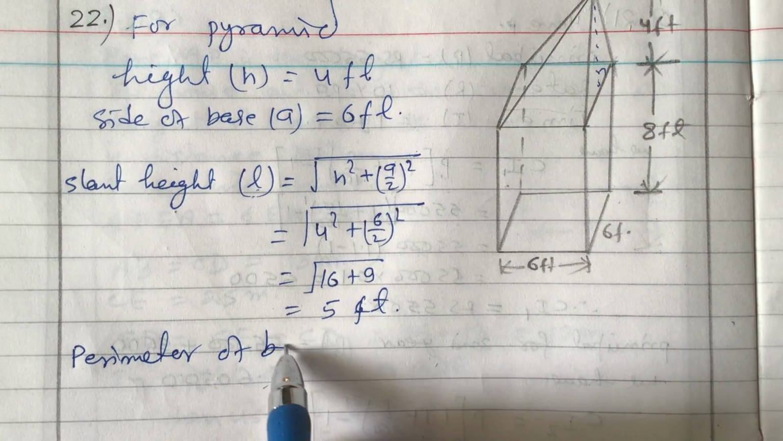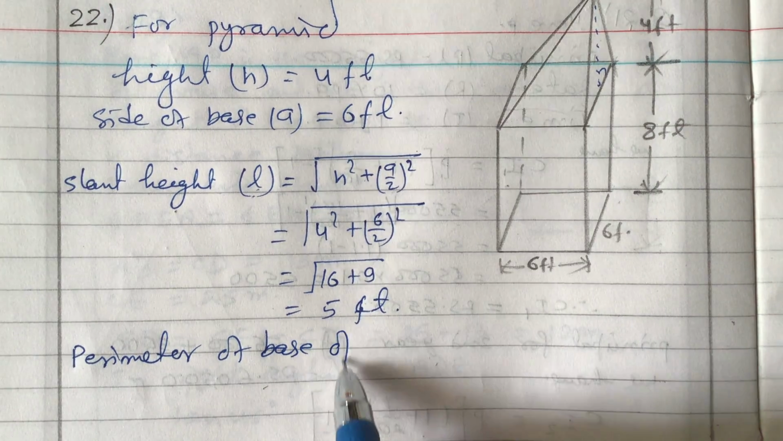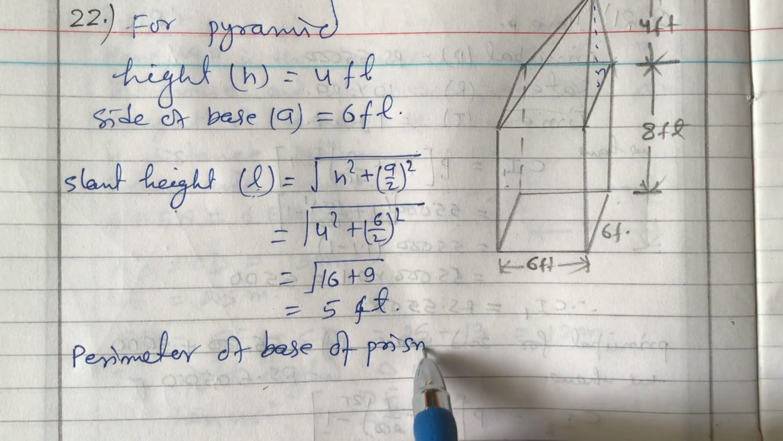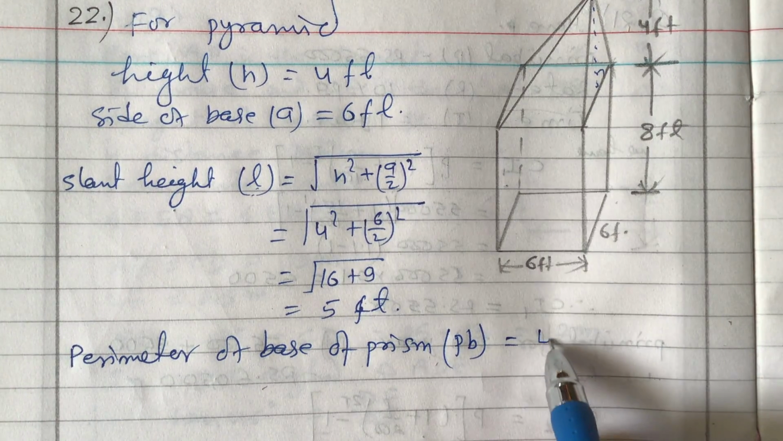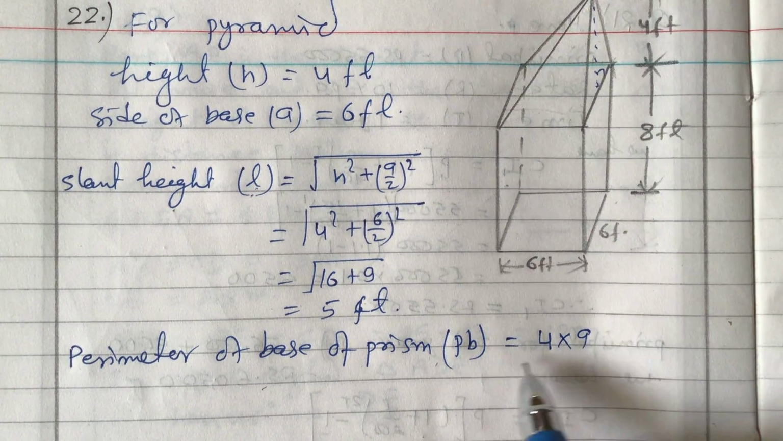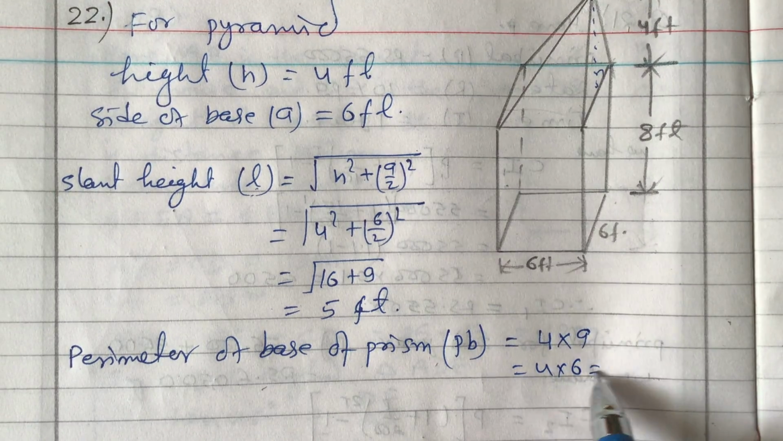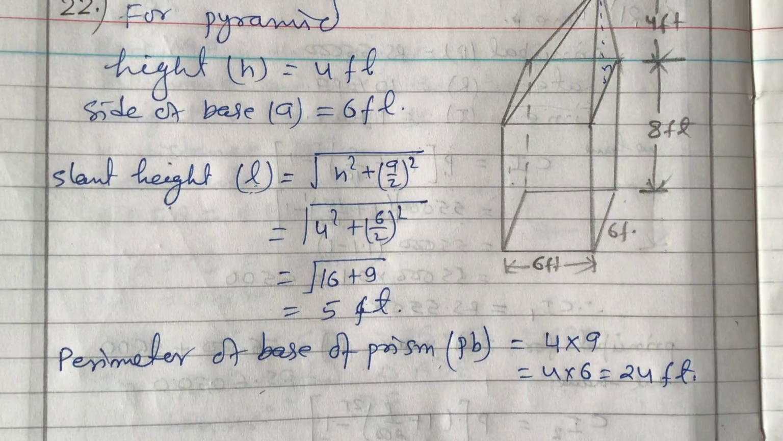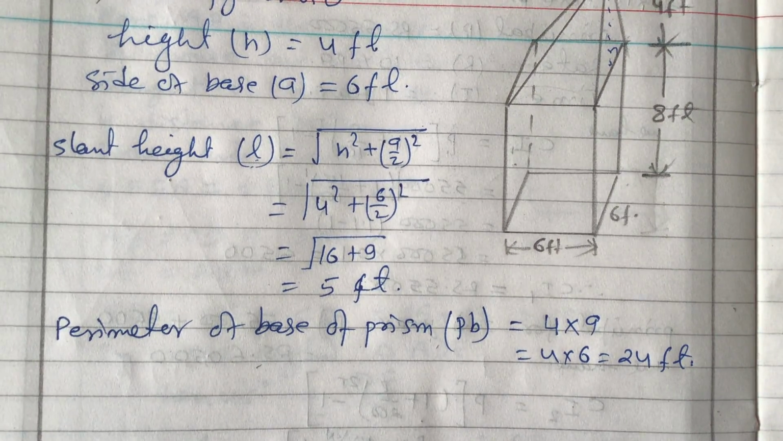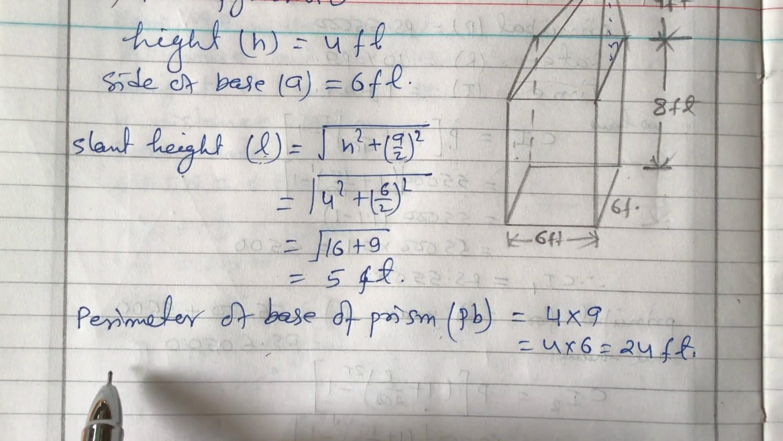Perimeter of base of prism we can write. That is denoted by PB equals 4 times A, that is 4 times 6, 24 feet. This is the perimeter of the base of the prism, okay.